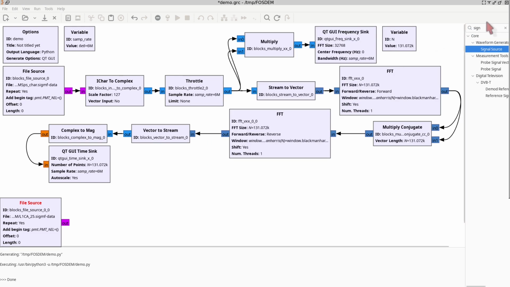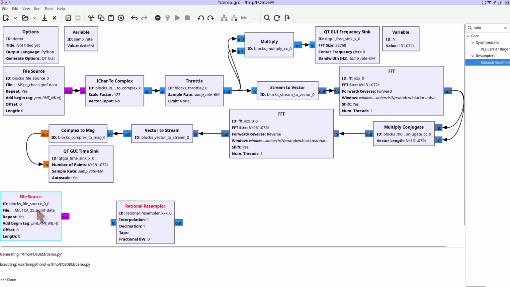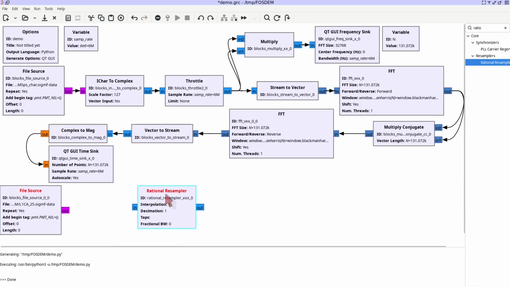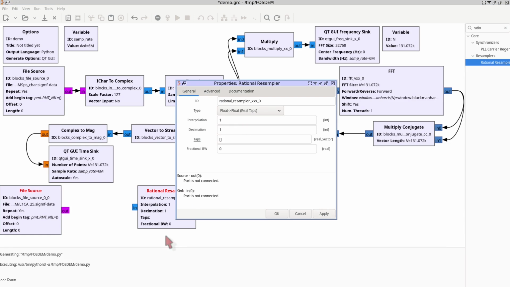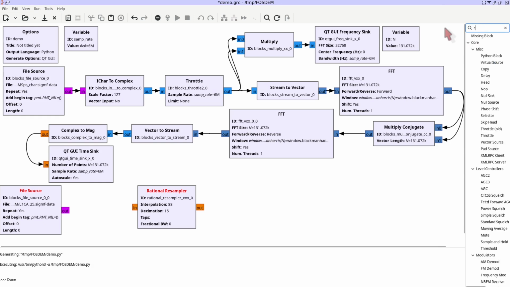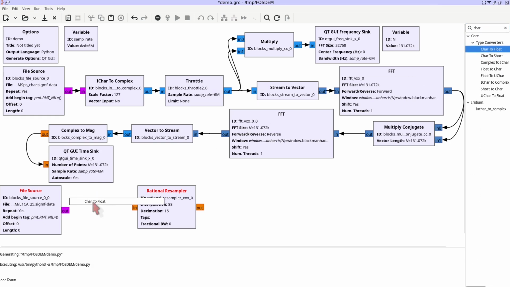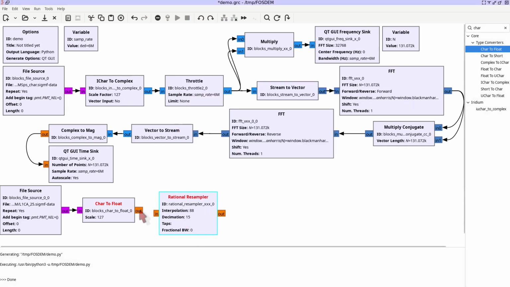So if we add a rational resampler over here, in order to perform the rational resampling, we can only use float or complex numbers. So we interpolate by 88 and we decimate by 15. And in order to do this calculation, we need to have a character to float, first of all. And we scale the values by 127. Remember, this is a division, not a multiplication ratio.